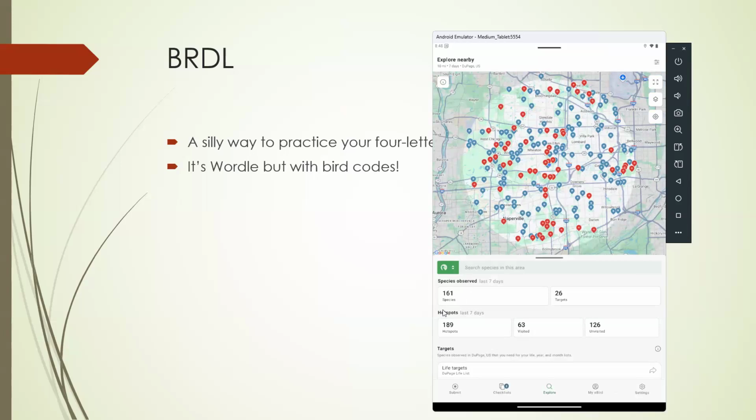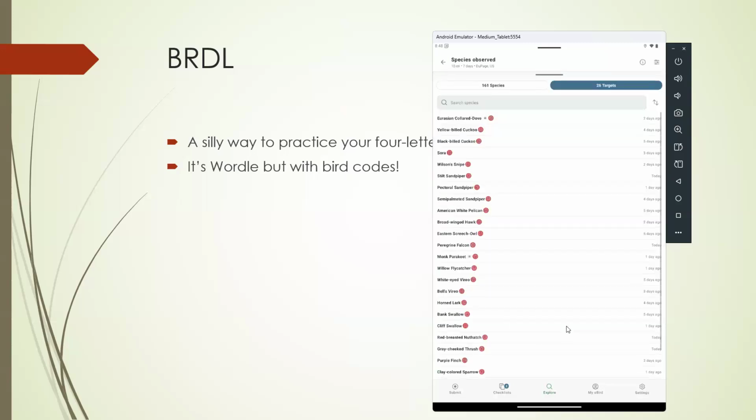And it's going to come up and say there are 161 species in the area. 26 of them meet that target criteria. So if I tap on this, 26 targets list, it'll show me all the targets that I have out there. So I have not seen a Eurasian collared dove. Somebody saw that recently. I've not seen a yellow-billed cuckoo. Somebody's seen that recently in DuPage County anyway.